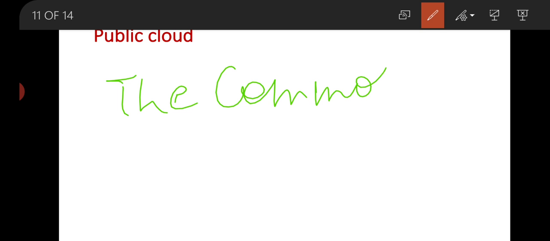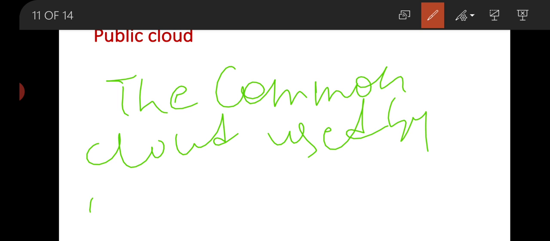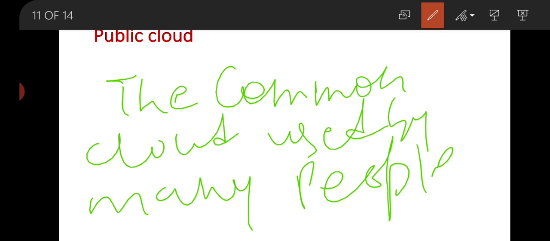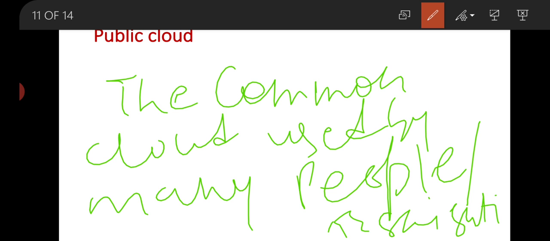Second one, public cloud. That means the common cloud used by many people or organizations. For example, you can take the example of Google Drive, OneDrive, Gmail. These are all public clouds.